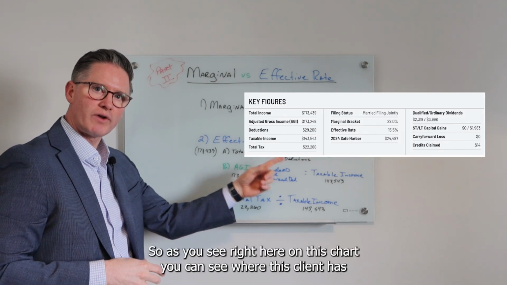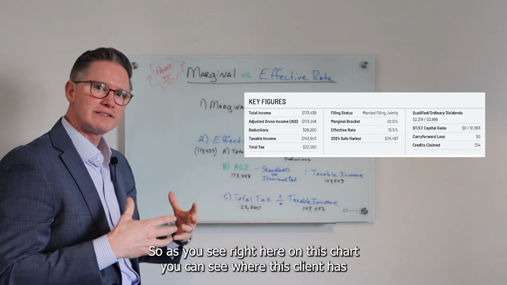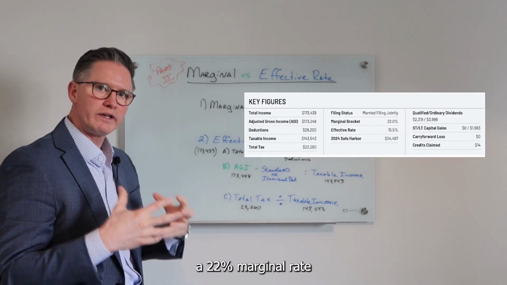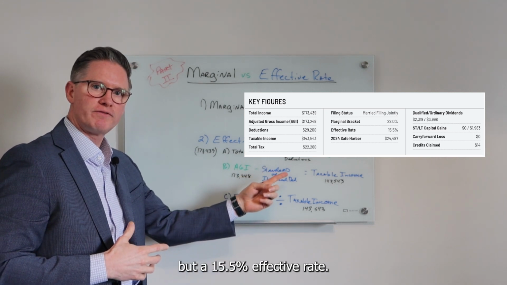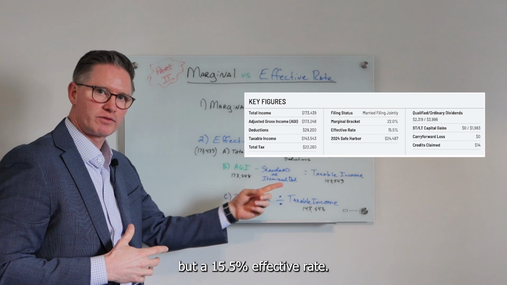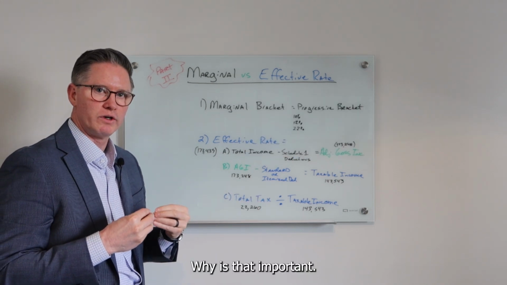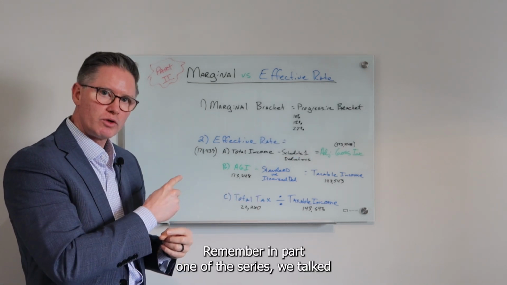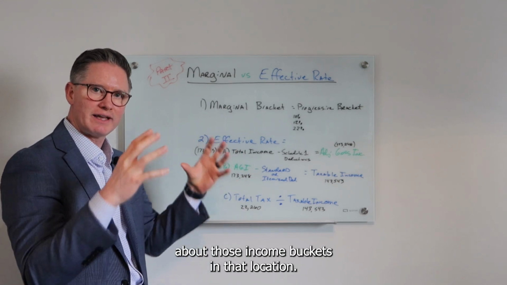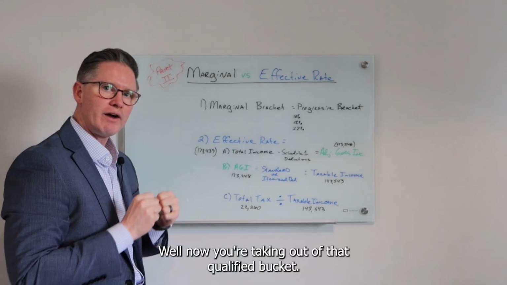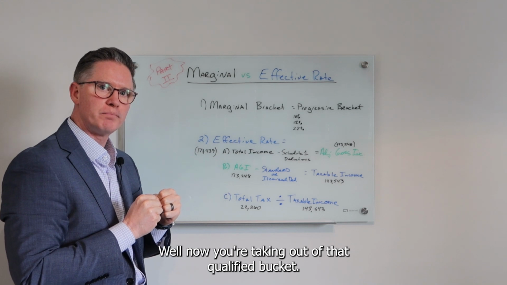So as you see right here on this chart, you can see where this client has a 22% marginal rate, but a 15.5% effective rate. Why is that important? Remember in part 1 of the series, we talked about those income buckets in that location. Well, now you're taken out of that qualified bucket.